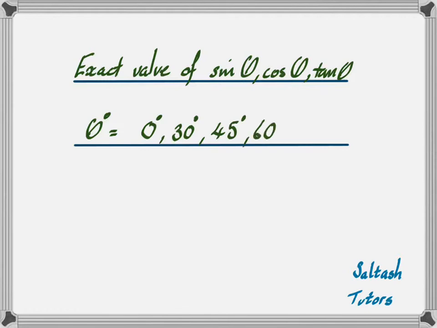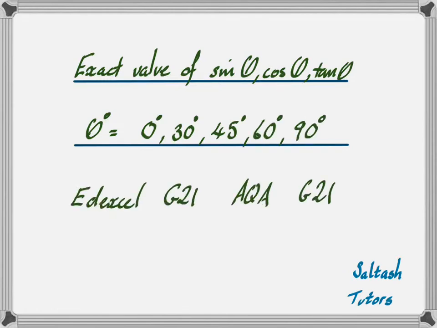Today we're going through the exact values of sine of an angle, cos of an angle, or tan of an angle when that angle is 0, 30, 45, 60 or 90 degrees. You'll see my annotation here says theta, but it could be x or any type of notation you want for your angle. This covers the Edexcel and AQA syllabus requirements at G21. You can check those out if you want to.